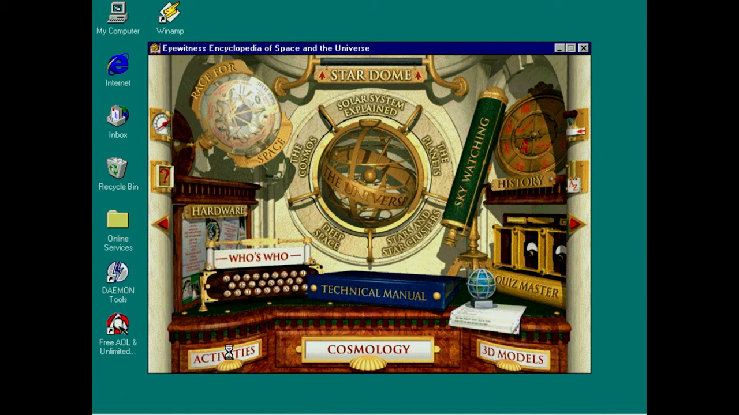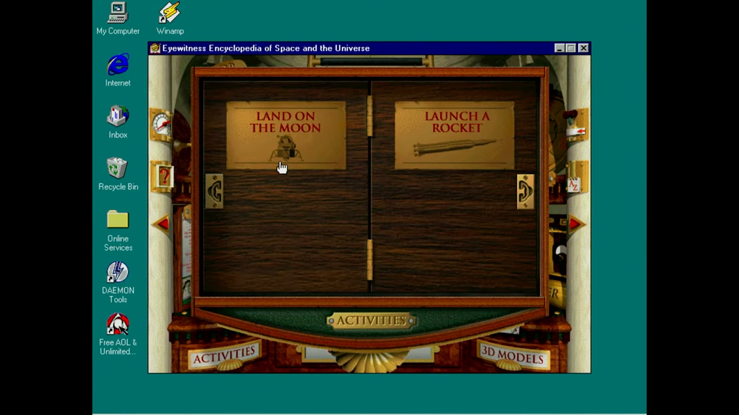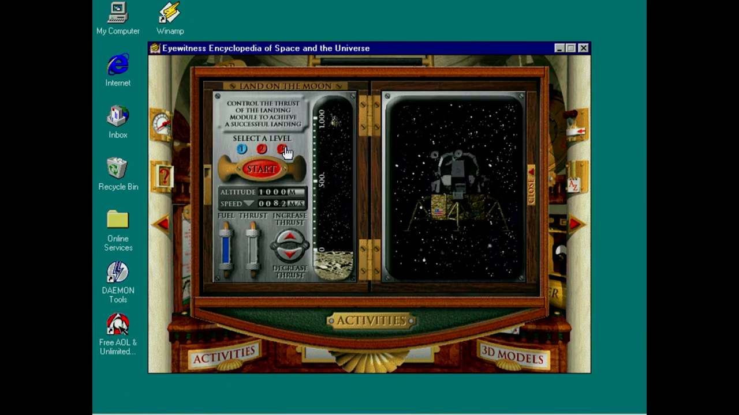Activities? Maybe I can do something? Something fun? Land on the moon. Level 1. Start. Control the thrust of the landing module to achieve a successful landing.